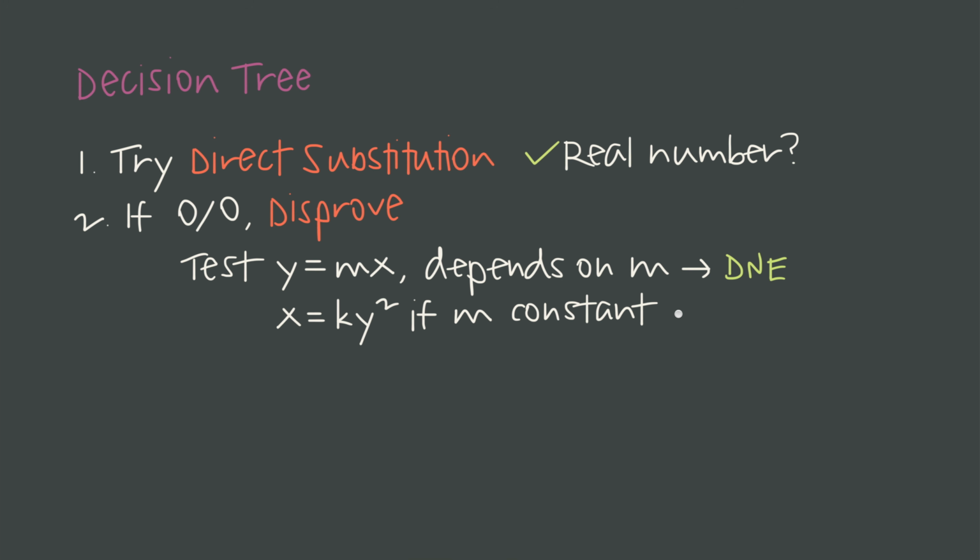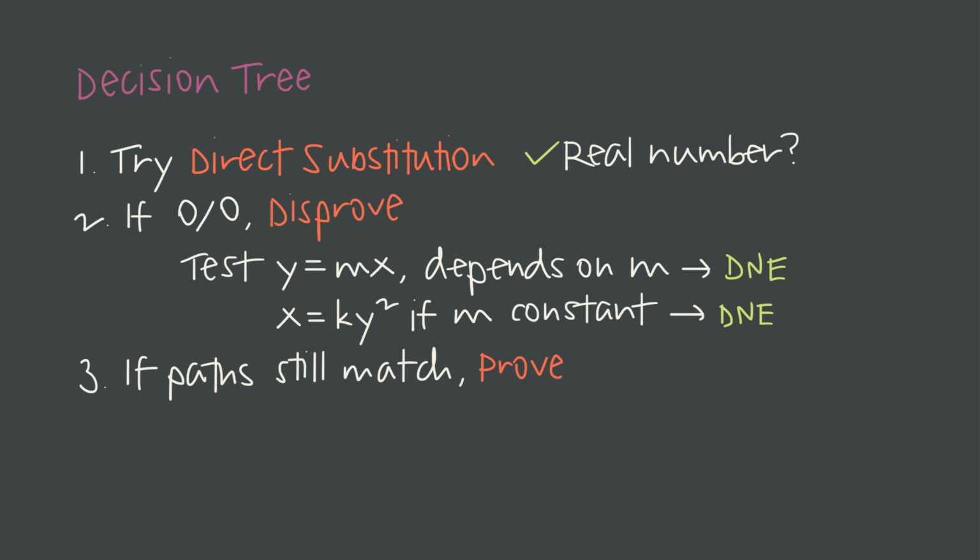And if through any of these steps we can find two different limit values, any two different limit values, then we've shown that the limit does not exist. If, no matter how many paths we try, we still keep getting the same value of the limit, then we can only suspect that the limit exists, but we still have to prove it.